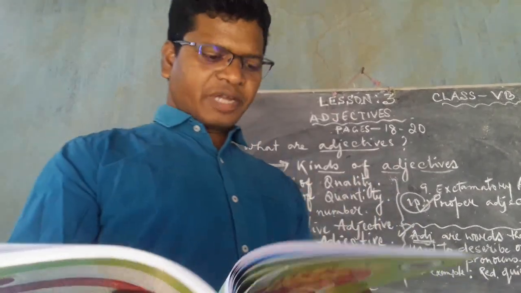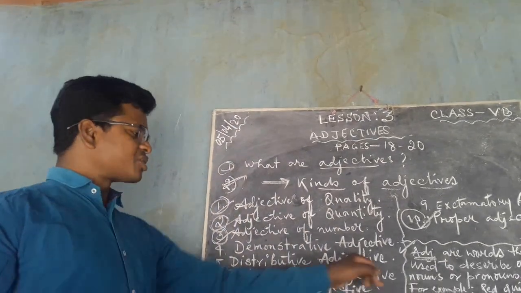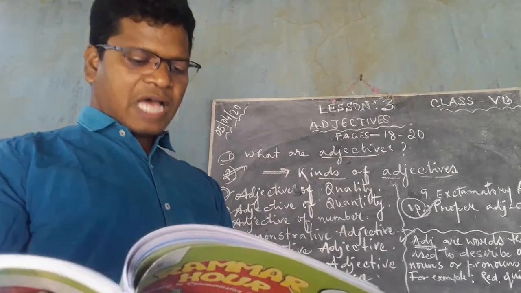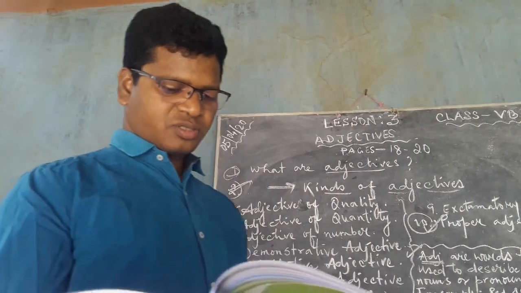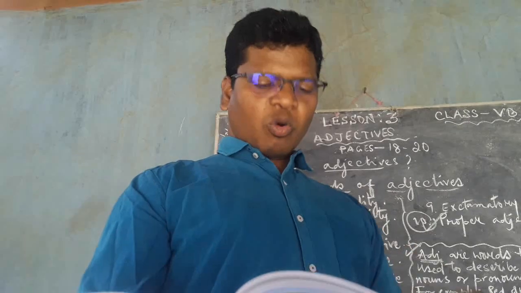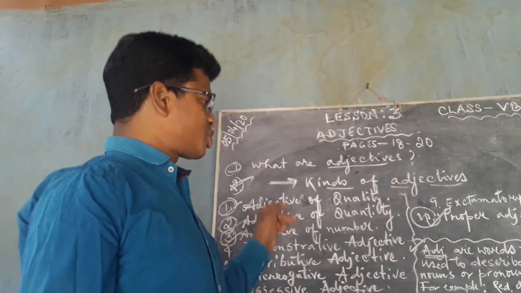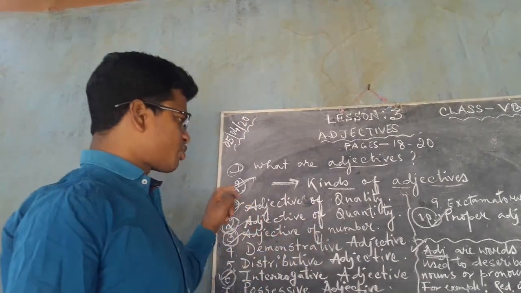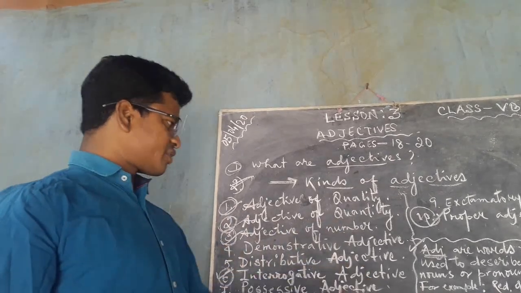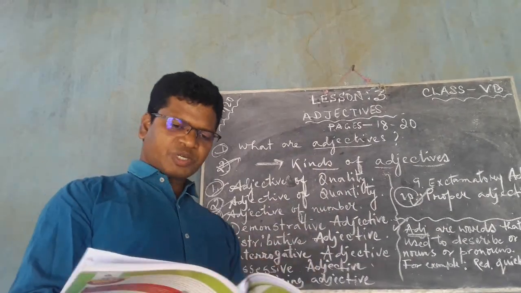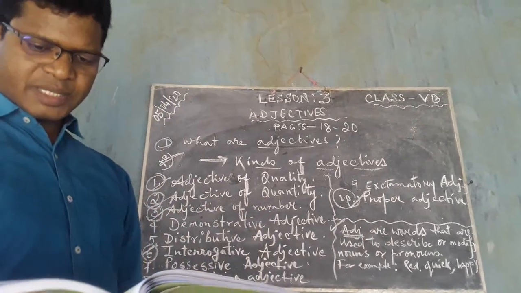Let us move on to the next one, that is interrogative. You can see the interrogative adjective is already mentioned. It asks a question with WH words. You can see there: what, which, and whose. These are things you have to learn. So we have quality, quantity, number, and the interrogative adjective, and proper. We'll see the proper adjective in the next class.